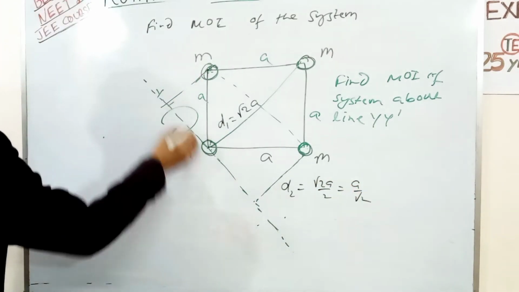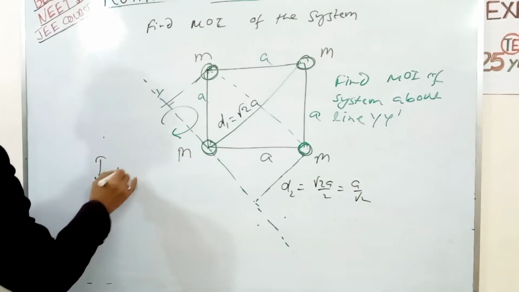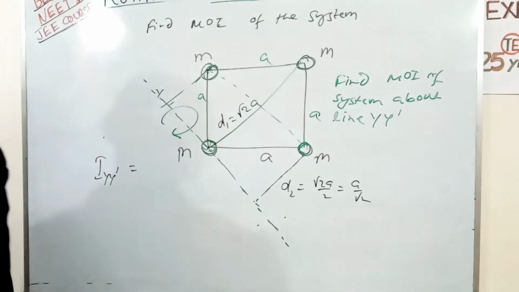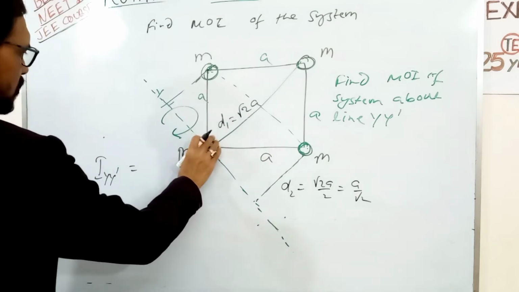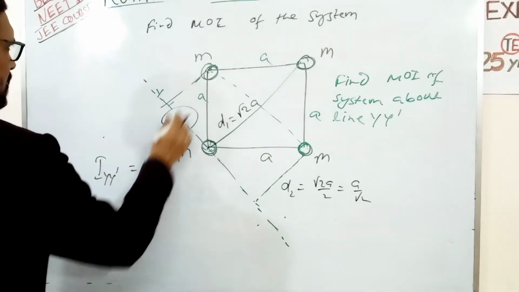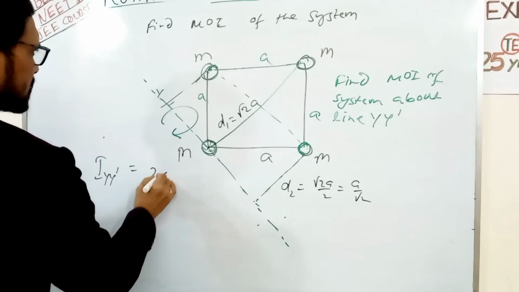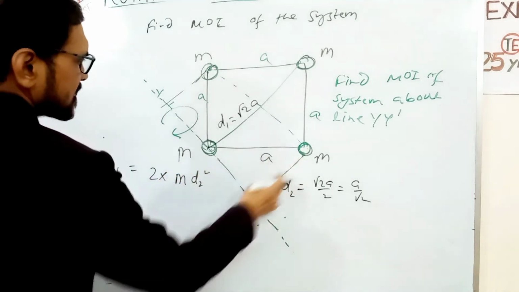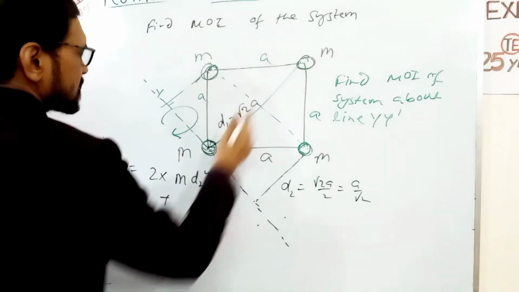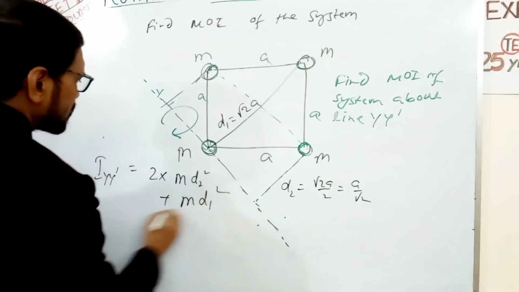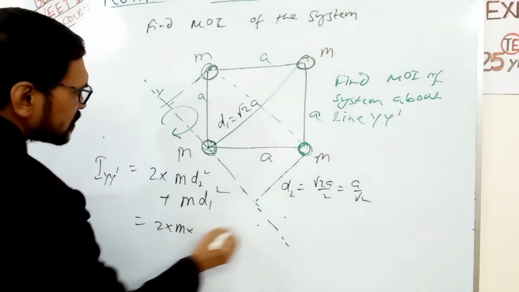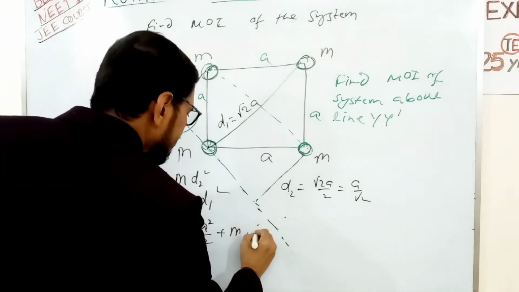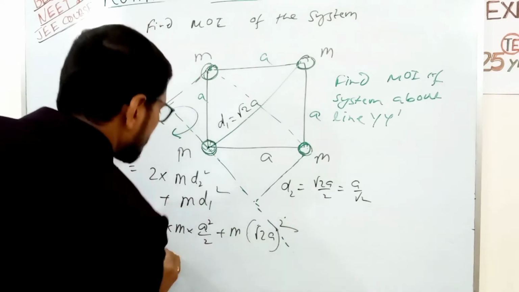So the moment of inertia about this axis, I dash, equals: this mass is passing through the axis, so it is not considered. Then for 2 masses, it will be 2 into m d2 square, because the distance is d2, and for this mass m into d1 square. So 2 into m d2 square equal to this, plus m into d1 square equal to this. So this is the answer.